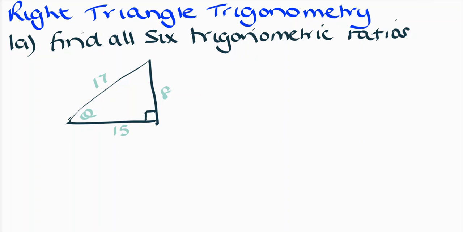Right triangle trigonometry, and we need to find all the 6 trigonometric ratios. So we're given a triangle. This only works for right angle triangles. So the first thing we need to do is label our sides.